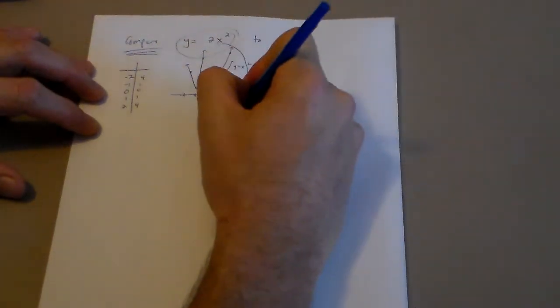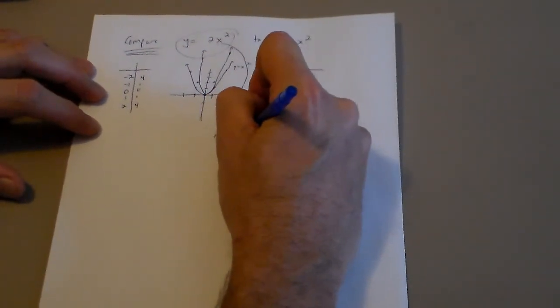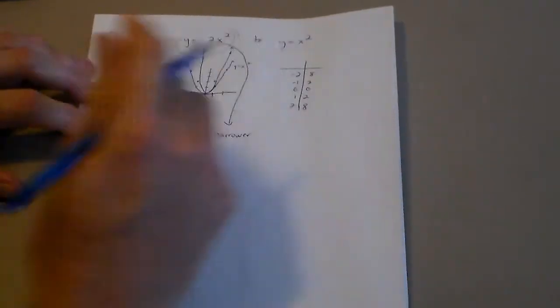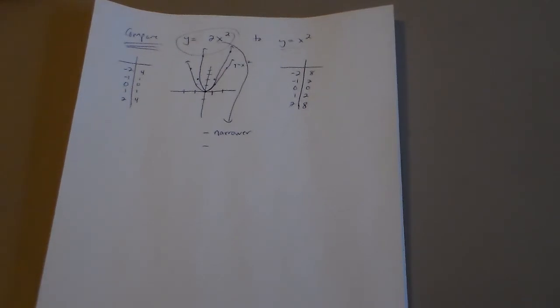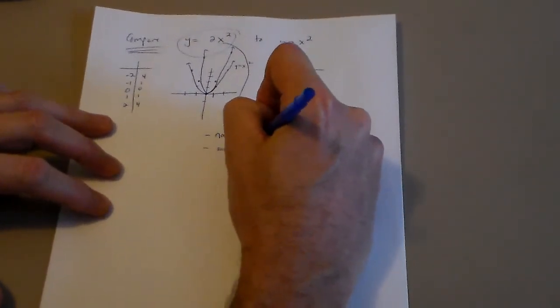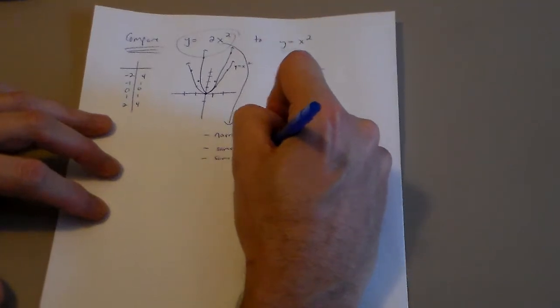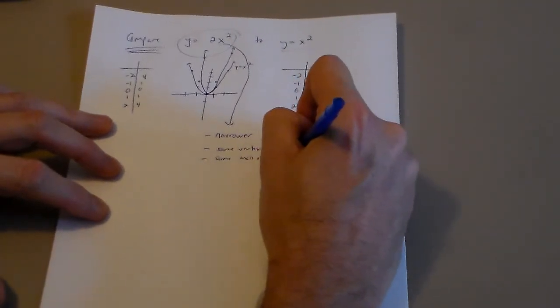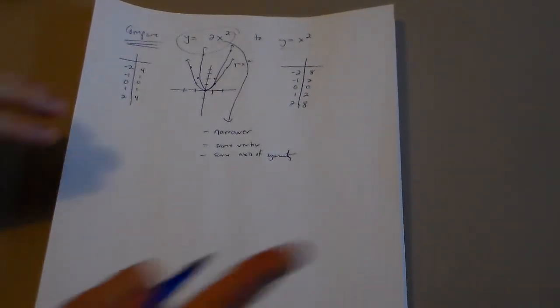So this one, comparing it to y equals x squared, is narrower, okay? It's narrower, all right? So we're supposed to compare. We're going to say it has the same vertex, the same axis of symmetry, okay? So that's how we compare. Now, why was it narrower?